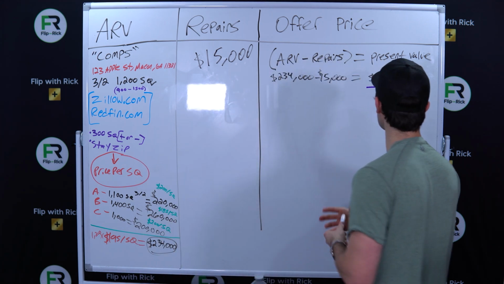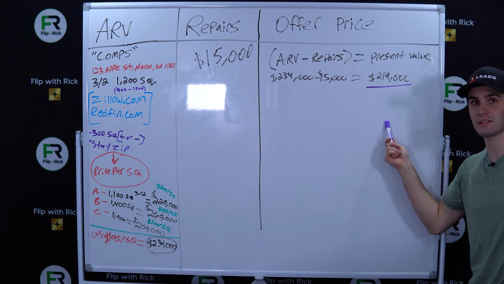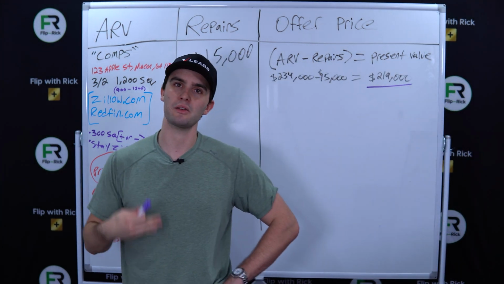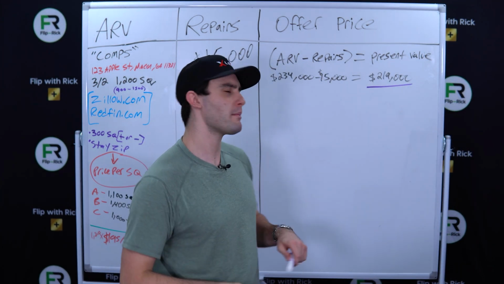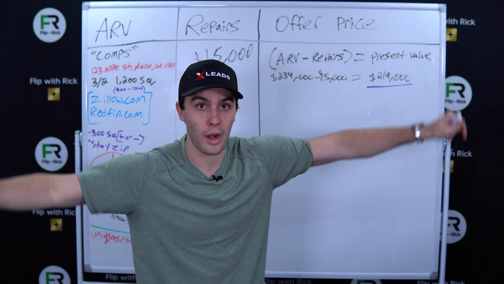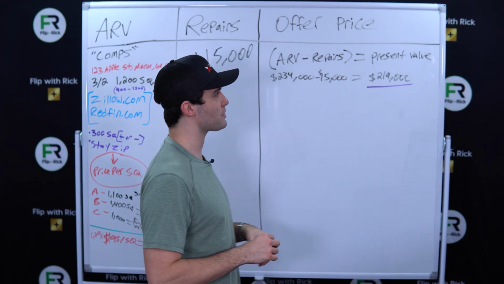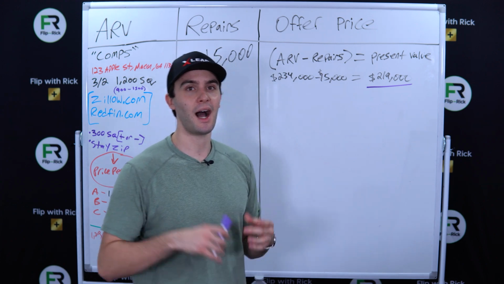All my haters, trolls, whatever, you can argue till the cows come home, but if you put this on the market, that's most likely what it would sell for. Now you might be like, well, is that my offer price? No. Because how real estate investors work, if I'm going to buy a house which I know is worth $219, I have closing costs.